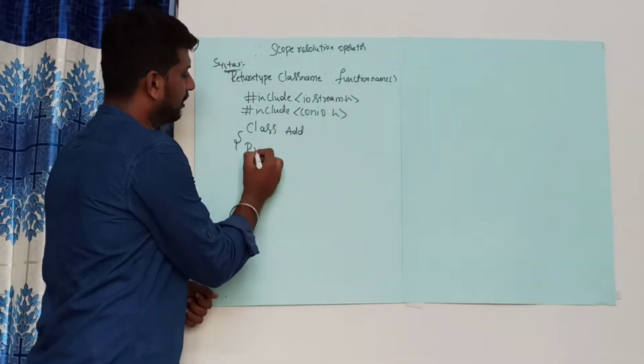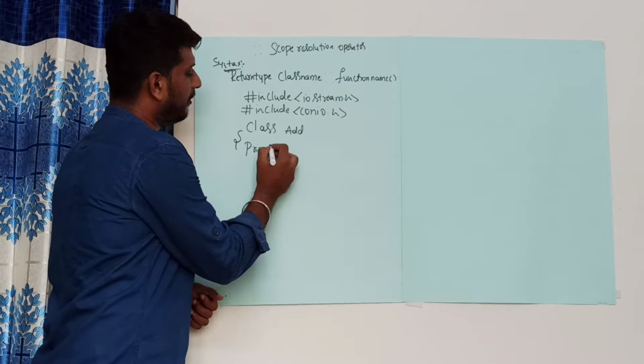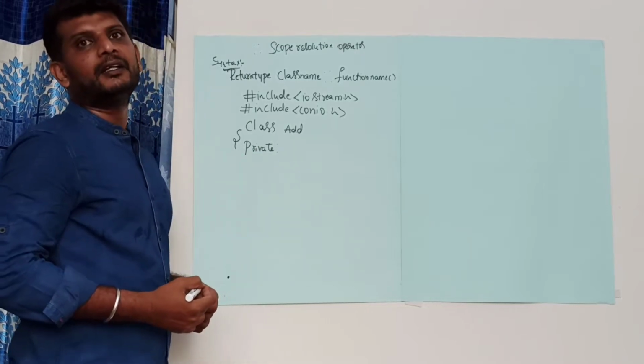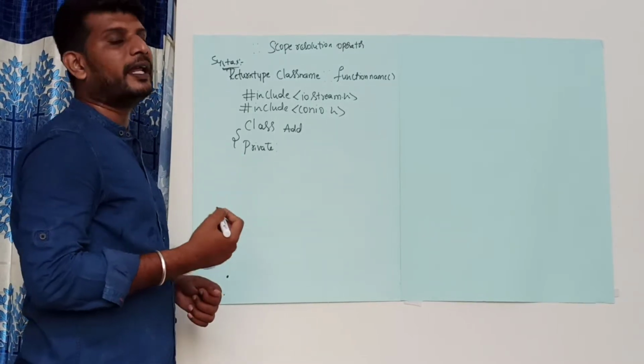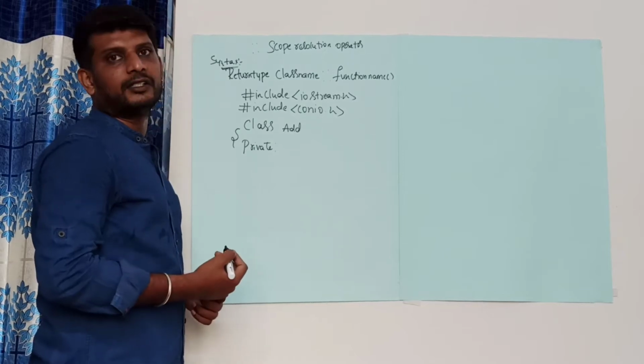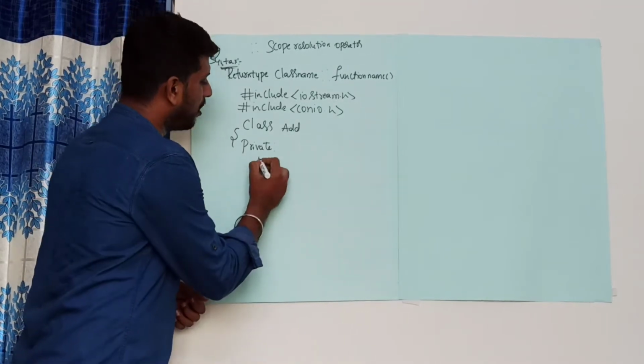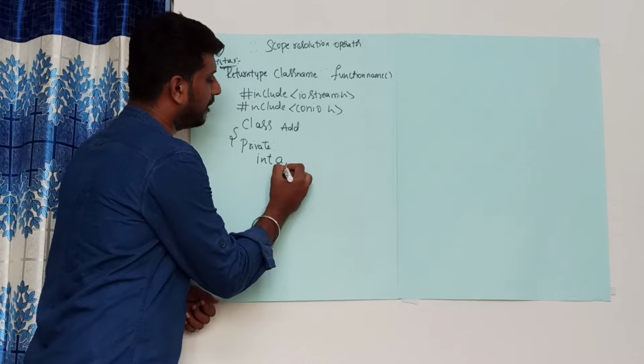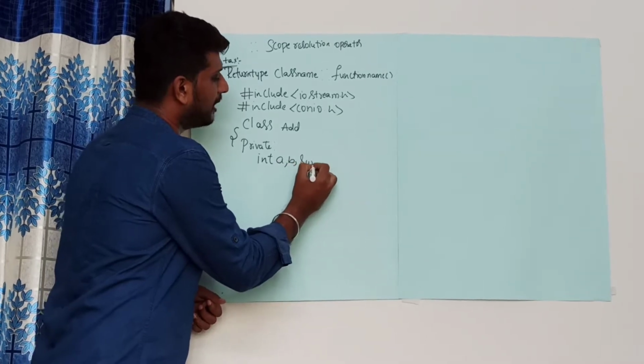Again, you have to go for private. Within the private section, you have to declare the variables. These variables are also called data members. I will declare three variables: a, b and sum.